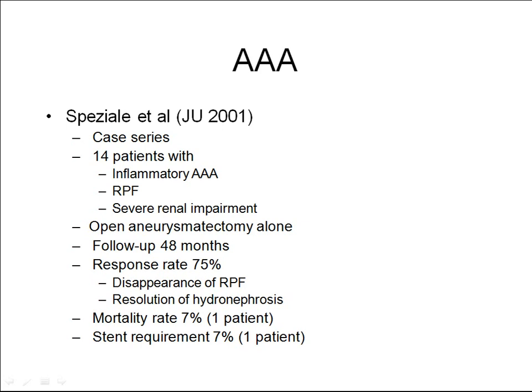It was only a case series of 14 patients, all of whom had inflammatory abdominal aortic aneurysms and subsequent retroperitoneal fibrosis with severe renal impairment. These patients underwent an open aneurysmectomy alone, and at follow-up at 48 months showed a response rate of 75%, which included disappearance of the RPF on CT and resolution of hydronephrosis. The mortality rate was 7%. One patient passed away, and there was a stent requirement postoperatively in one patient.